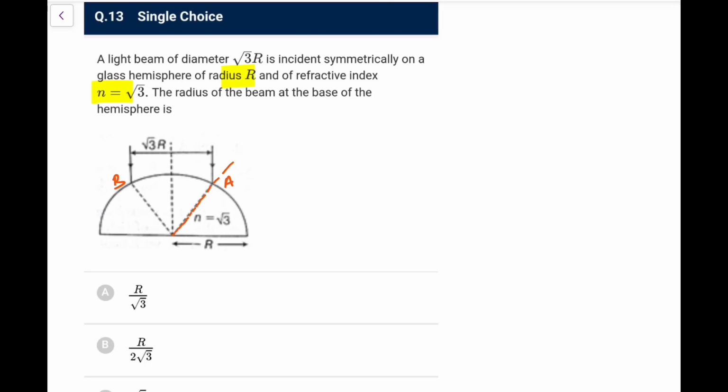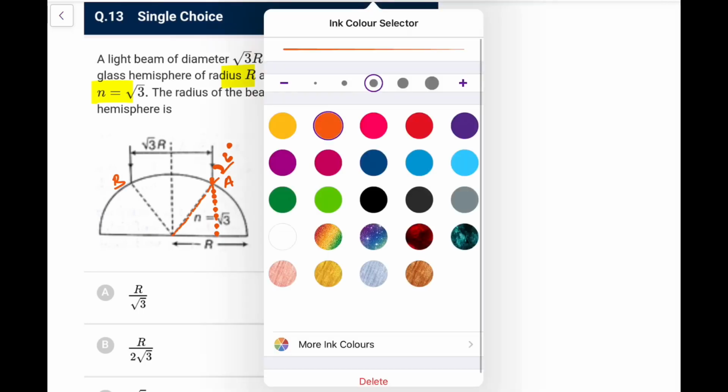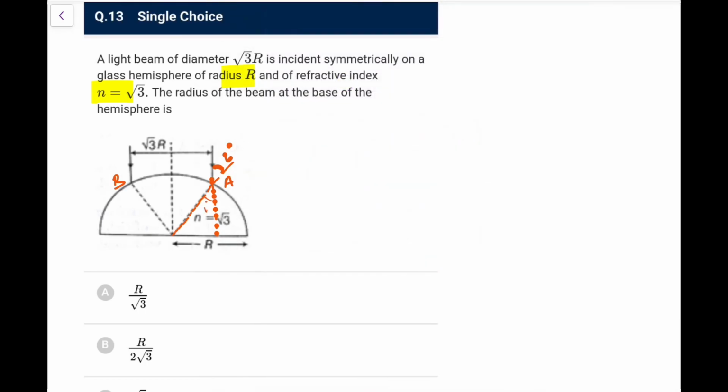So at A, first of all, let me find the angle. How can I find this angle that it makes with this normal? To find this angle, let me draw it like this. This angle would be, let's say, the incidence angle, so let's call it I. So this will also be I. Now this distance is given as √3 by 2 R. I can make out sine of I is equal to √3 by 2R divided by R, that is √3 by 2. So this I comes out as 60 degree for you.